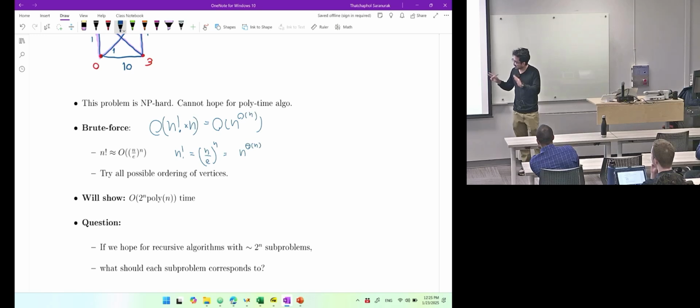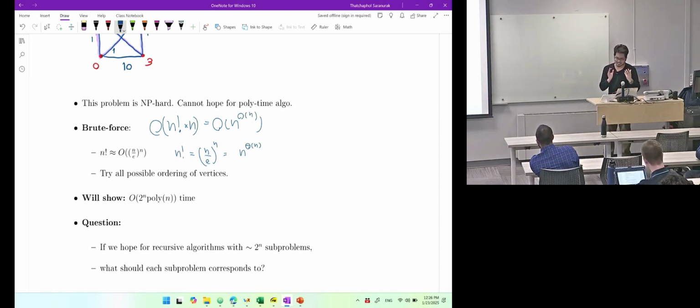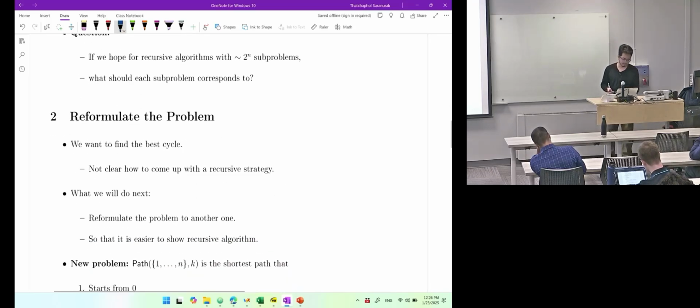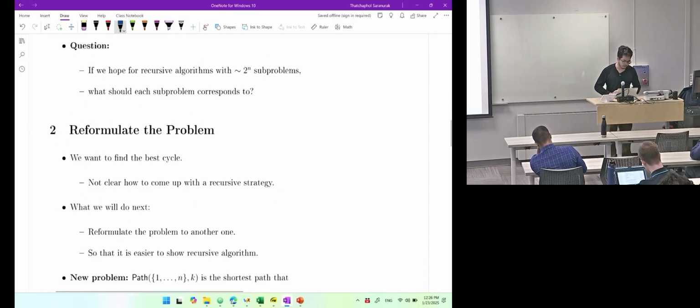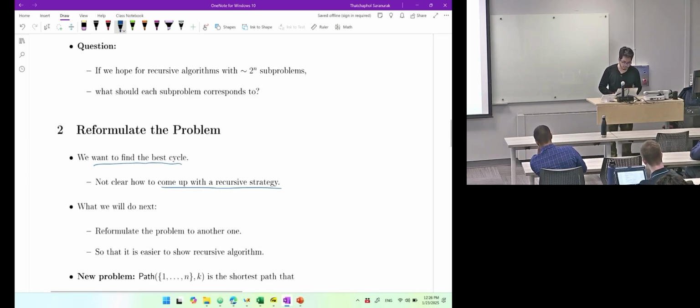And the point is that for some problems it's not really clear how to get a recursion. And here is the really ingenious, creative step that we're going to do. We're going to adjust or reformulate the problem a bit so that it becomes more amenable to recursion. When we want to find the best cycle, it's not so clear how to come up with a recursive strategy. So let me try to formulate a new problem.